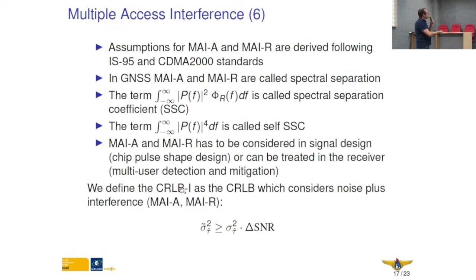So yeah, we now have this interference. We can also calculate a Cramér-Rao lower bound including this interference. So we can call this CRLBI, interference. And then we can take the Cramér-Rao lower bound and just multiply it with the delta SNR that we calculated, and we get an interference-considering lower bound also.